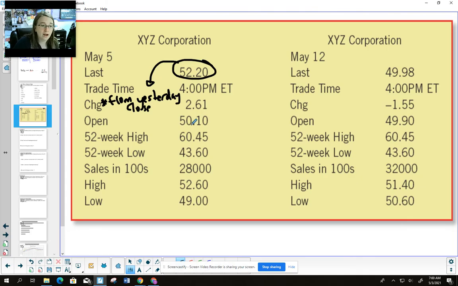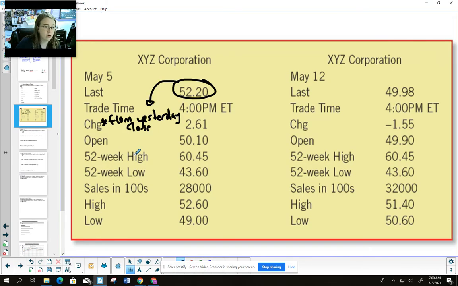We have the opening price of the day, so at 9 a.m. that was the price it was at, so we can see it went up a little bit during the day. We have a 52-week high, 52-week low. Again, we talked about that. We know that means looking backwards a year from this date. So May 5th a year ago, what was the high price? We can see that the past year had been a bit higher. We can also see we had a low in the past year, 53.60. So we're somewhere in the middle here.